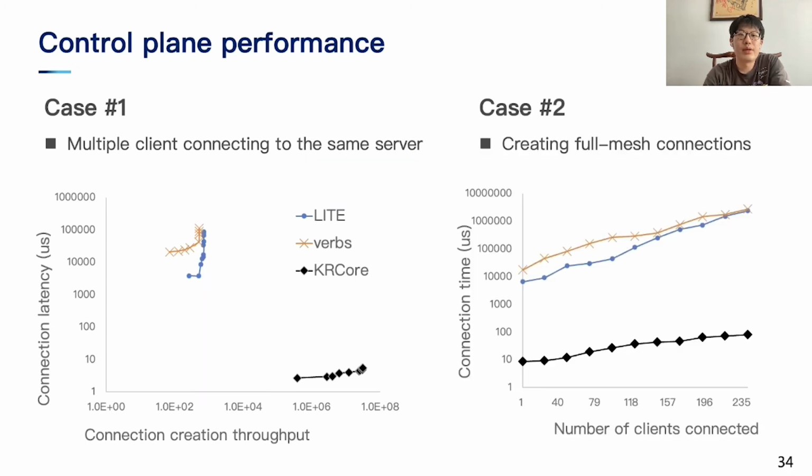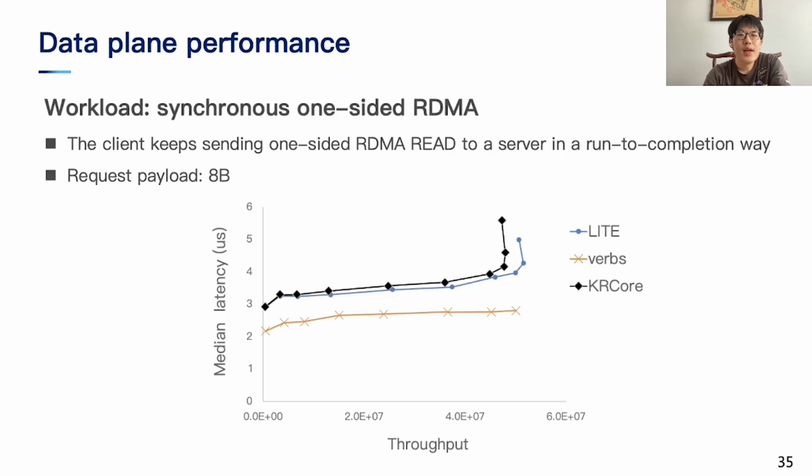Next, we present the performance of creating full mesh connections for a cluster of machines. You can see that KRCore also takes orders of magnitude shorter time than LITE and verbs respectively, thanks to the faster performance of connecting one connection. So KRCore trades the performance of data paths for faster control paths.